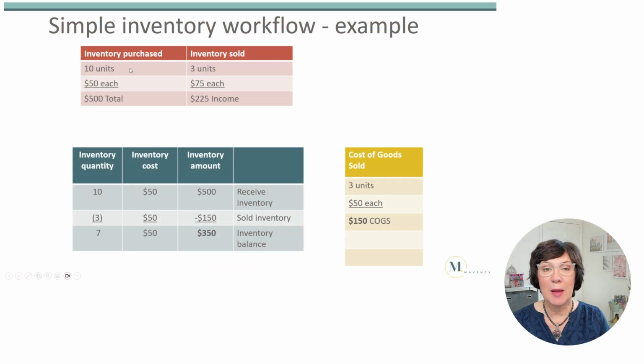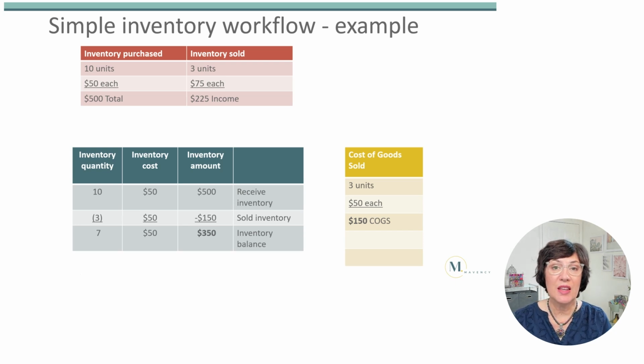Let's go over a simple example. We purchased 10 units of inventory at $50 each. That gives us $500. And then we sold inventory. We sold 3 units at $75 each, and it gave us an income of $225. For inventory purposes, we'll need to track the initial quantity purchased. That was 10. Cost, $50. And that gives us an inventory amount of $500 when we receive the inventory.